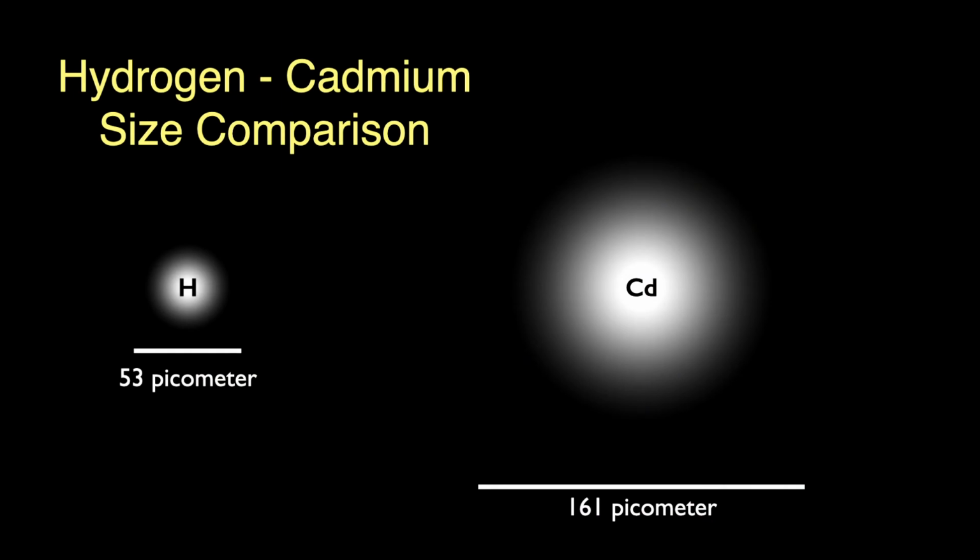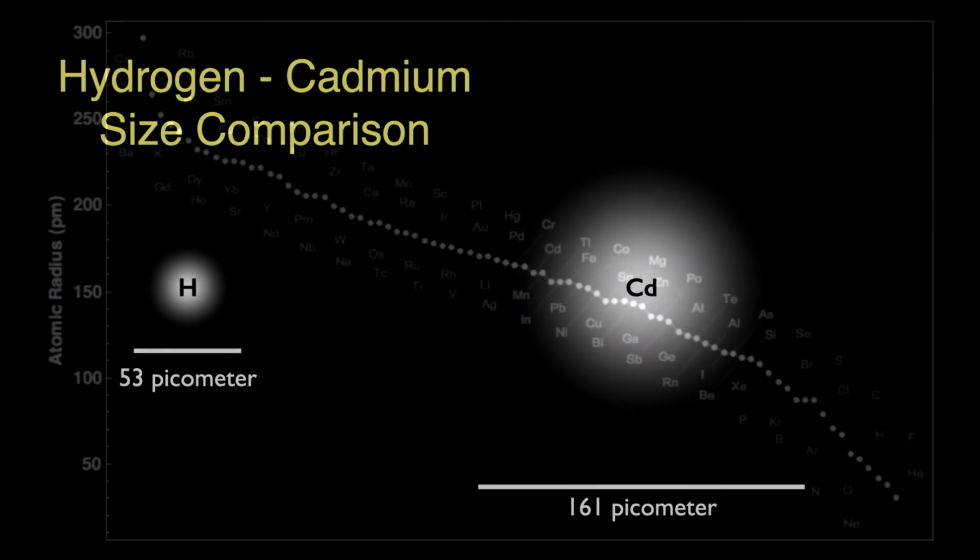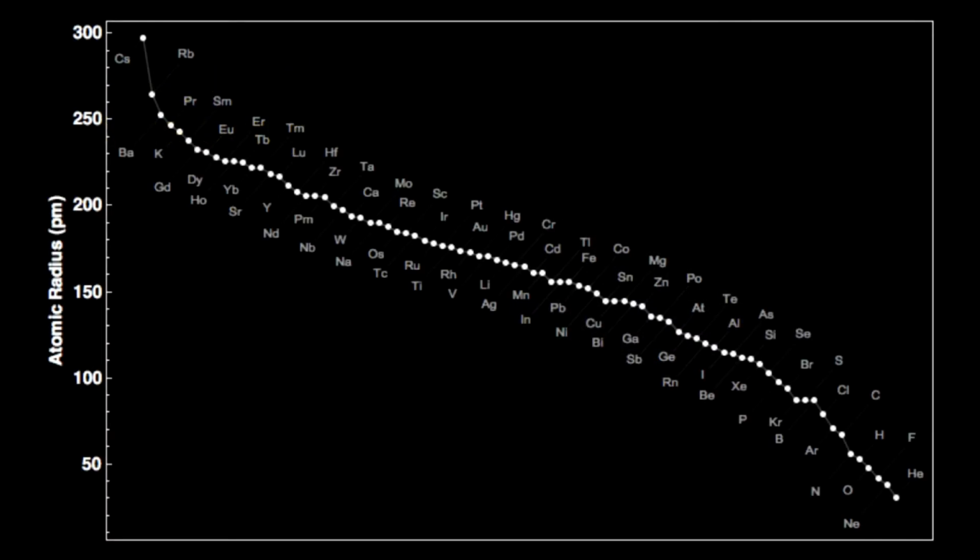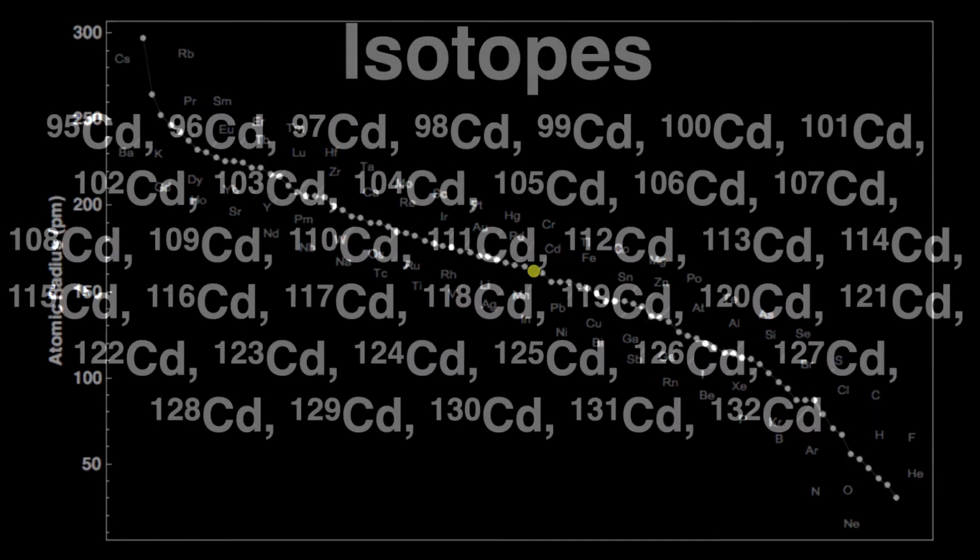If we compare the size of the cadmium atom to that of hydrogen, we'd see something like this. Most of the transition elements in that d block have similar sized atoms. Here, our atom size is sorted from largest, cesium at the left, to helium, the smallest on the right. You can see that cadmium is pretty close to the middle of the pack.